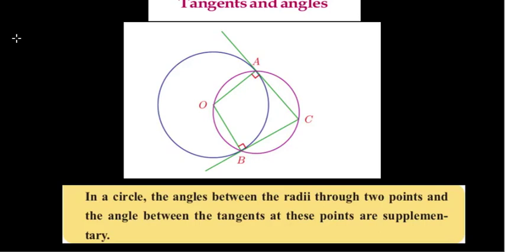There is a quadrilateral formed. That quadrilateral is always a cyclic quadrilateral. Remember, that quadrilateral is also always a cyclic quadrilateral. Then we know the opposite angles of a cyclic quadrilateral are supplementary. Here the angle between the radii and the angle between the tangents are always supplementary.